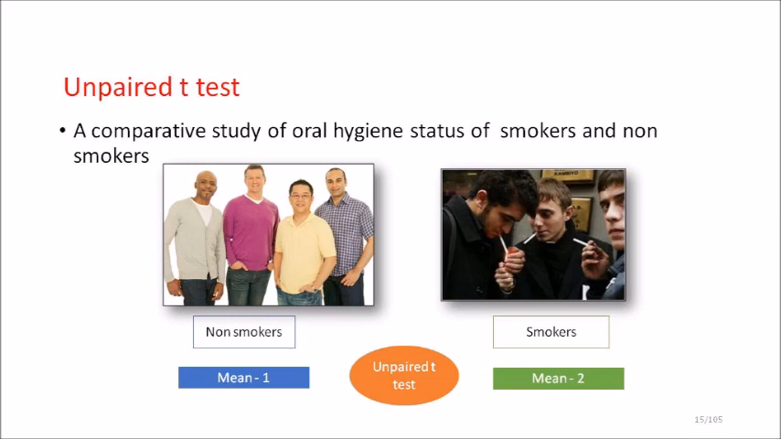A comparative study of oral hygiene status of smokers and non-smokers. So you have two groups, like I have told you, samples drawn from two different populations. Here we have two groups, smokers and non-smokers, and we are studying oral hygiene status. So we have to compare two means drawn from two different populations. In that case, we can go for unpaired t-test.